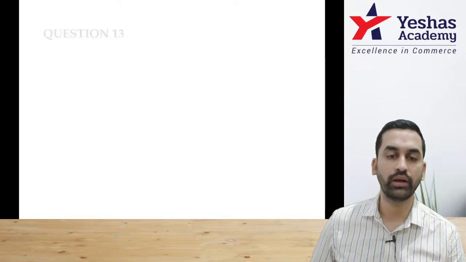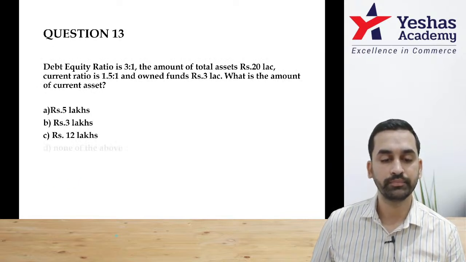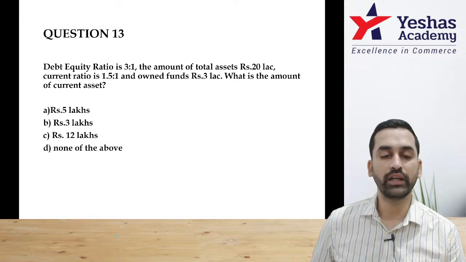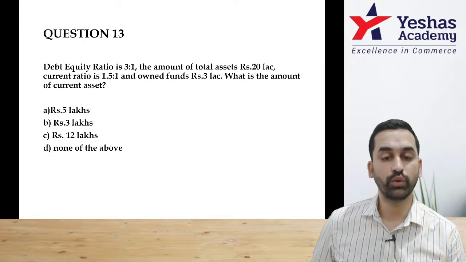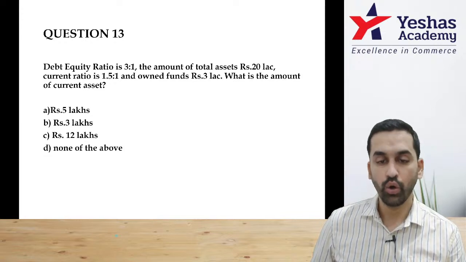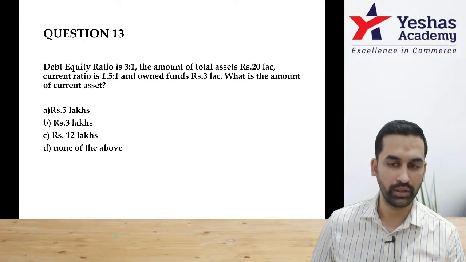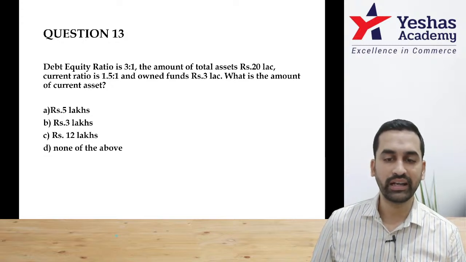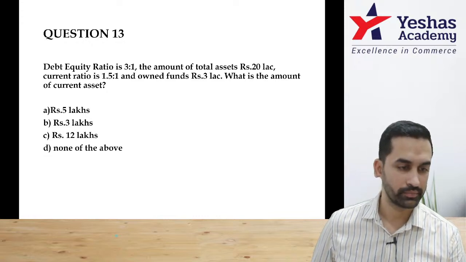Yes. Right, sir. Question number 13. Debt equity ratio 3 is to 1. Total assets 20 lakhs. Lac means lakhs. Current ratio 1.5 is to 1. Own fund, own fund means shareholders fund, 3 lakh rupee. What is the amount of current assets? Very good question.